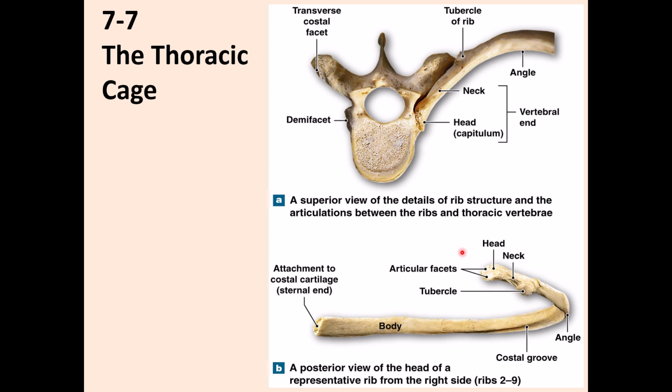Let me explain the rib structure here in this image first, and then I will come back to this one. Starting from here, this is the head of the rib, and this is the articular surface that articulates with the vertebra. Then is the neck. This is the tubercle. This is the angle, and it comes into the body. The body contains this depression. This is called a costal groove. The content of the costal groove is intercostal blood vessels and nerves.